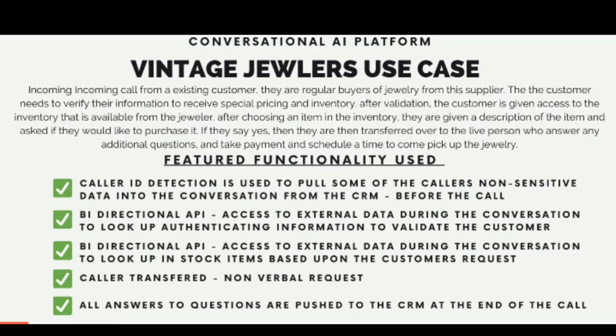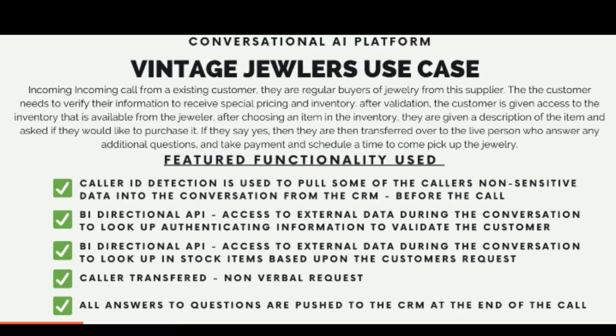And so when the buyer calls in, they need to verify their information to make sure that they receive the special pricing that's in the CRM for them on that specific inventory. So they validate in. After the customer is given access to that information, they give access to the inventory that's available for them. And then they choose the items that they're interested in. They can ask any question they want, full inventory of new items, any question that can be free form. And then they're given a description on specific items that they choose.